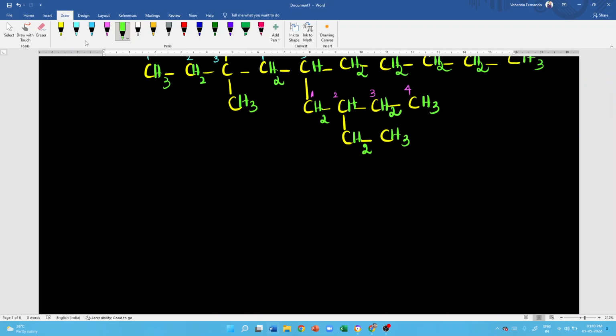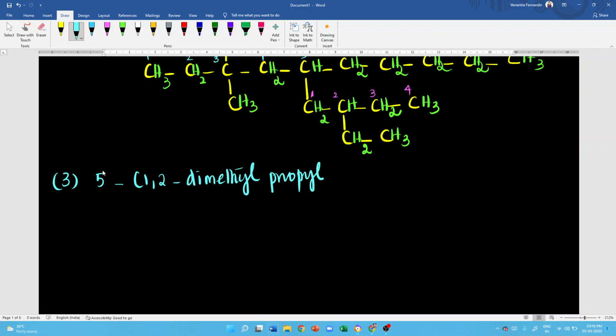So let me move to the third one. The third one is 5-(1,2-dimethylpropyl)-2-methylnonane. So nonane na 9 carbon. This 9 carbon. Nonane means 9 carbon.